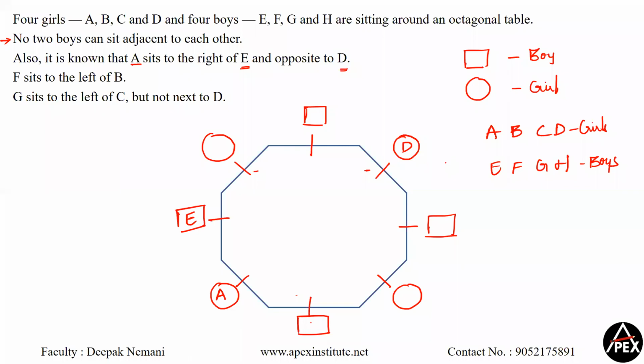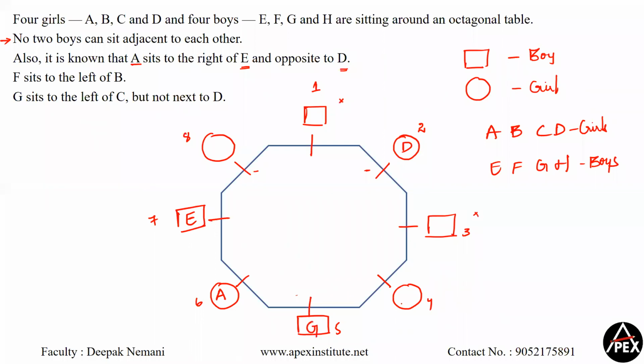Now where can we have G? Let me name these positions as 1, 2, 3, 4, 5, 6, 7, and 8. Where can we have G? Which position? Quick responses, guys. 5, isn't it? Okay. G is a boy and he cannot sit adjacent to D. So he cannot sit here, he cannot sit here. So you will be having G here.